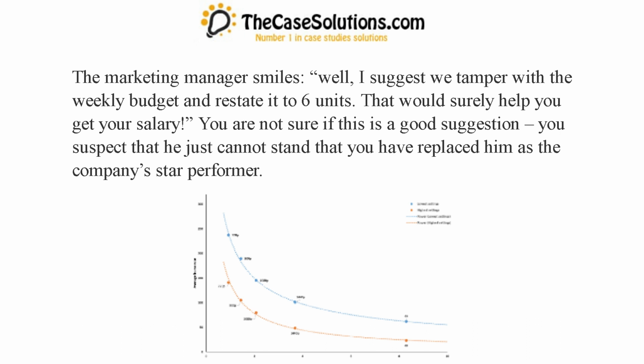The marketing manager smiles. "Well, I suggest we tamper with the weekly budget and restate it to 6 units. That would surely help you get your salary." You are not sure if this is a good suggestion. You suspect that he just cannot stand that you have replaced him as the company's star performer.